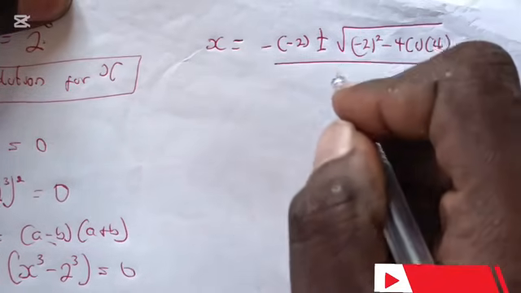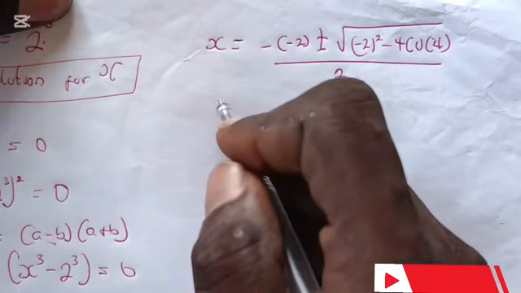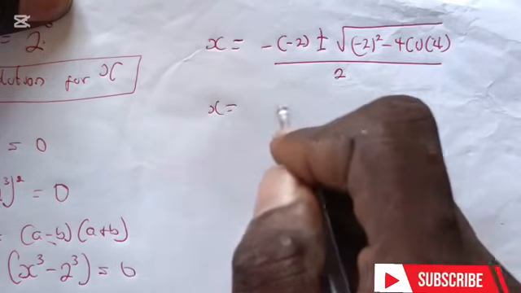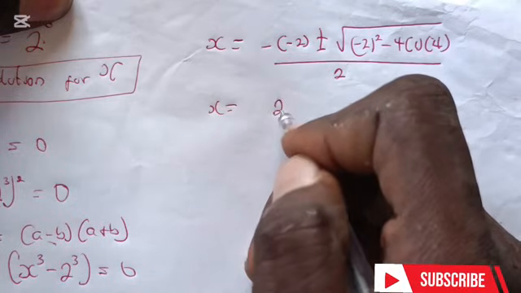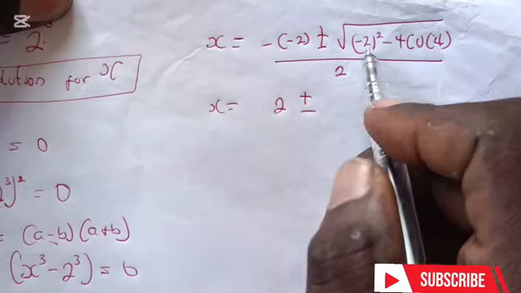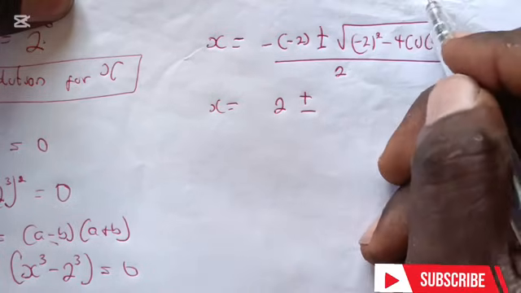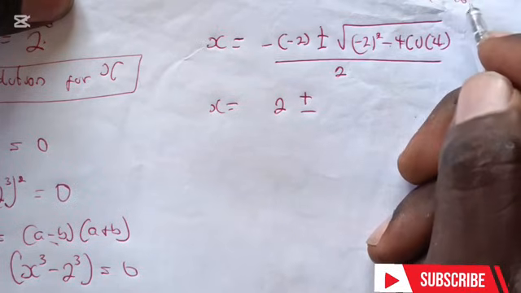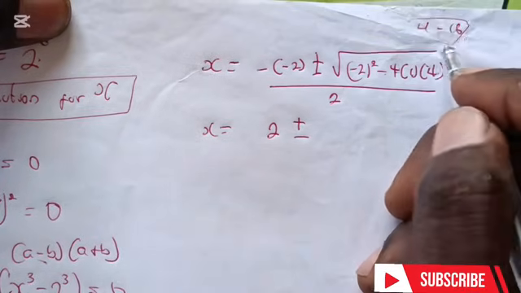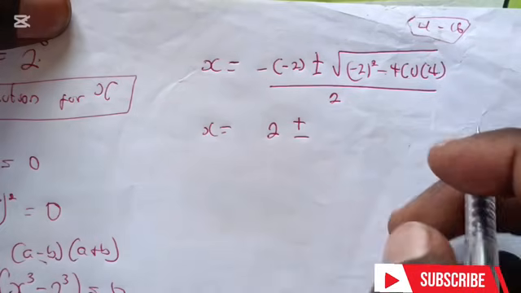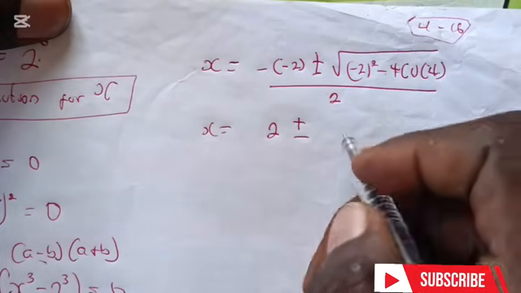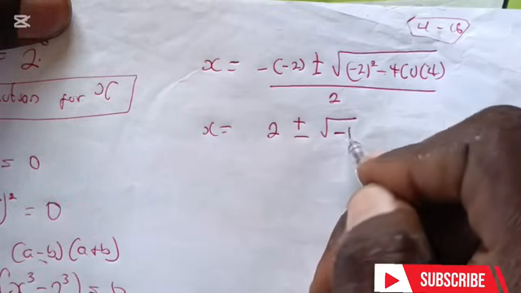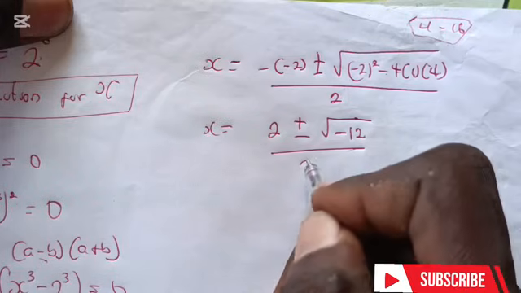All divided by 2. So we have x is equals to minus multiplied by minus, that's plus, that's 2, plus or minus. Minus 2 squared is going to give us 4, and minus 4 multiplied by 4 is going to give us minus 16. So therefore when you subtract this, you are going to have minus 12, right? So we have root of minus 12 all divided by 2.